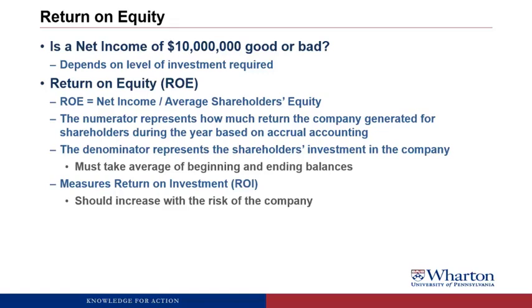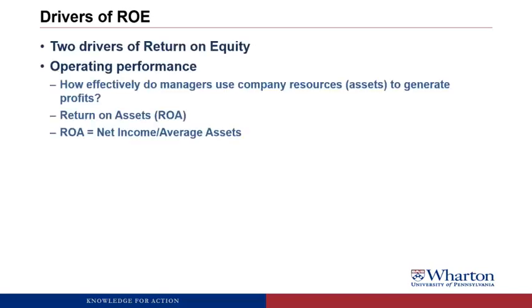So we looked at this ROE, the amount of net income that you get for each dollar of investment, is something that should go up as the riskiness of the company goes up. Now we're going to divide ROE into two drivers to try to figure out where a company is either getting high or low ROE. First driver of ROE is going to be operating performance.